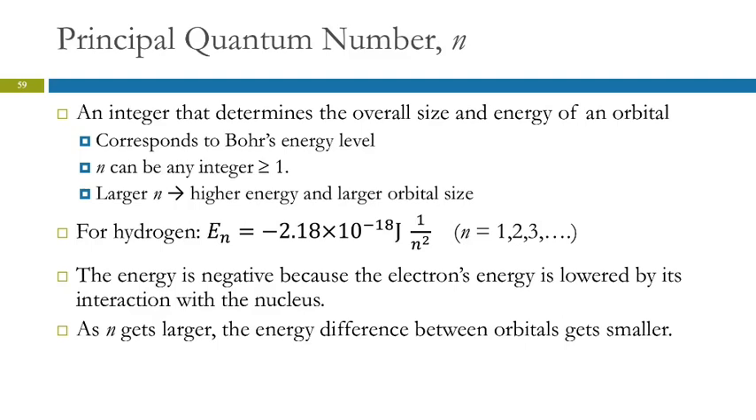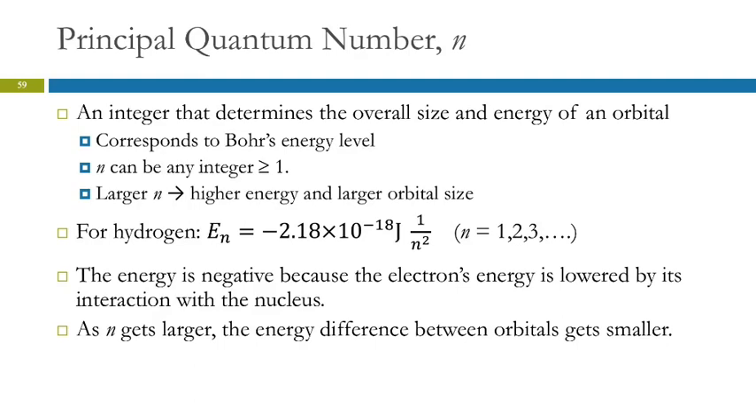So the principal quantum number n is an integer. They're all integers. This describes the overall size and the overall energy of an orbital. This would correspond to Bohr's energy levels. He had level 1, level 2, etc. N can be any integer starting with 1 and getting bigger: 1, 2, 3, 4, 5, etc. The larger the n, the higher the energy, and the larger the orbital size. So the orbitals get bigger and bigger, just like the orbits got bigger in the Bohr model.